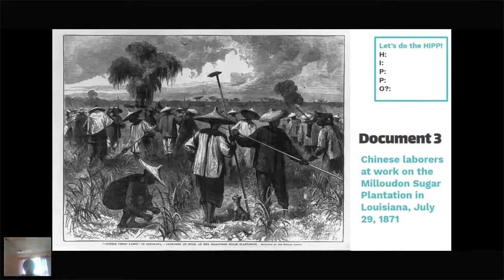So this is the next document. O is outside evidence. Some teachers say hip, so it's not. Our teacher uses hippo, but O is not. You don't have to do O all the time. You don't have to do it twice. Outside evidence.